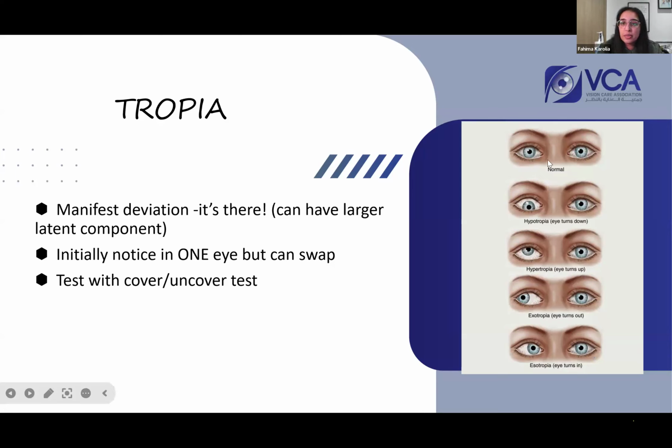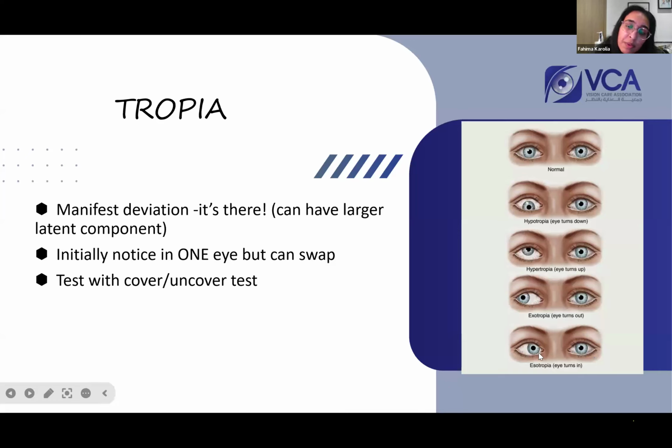So if we go to this diagram over here, I'll just move this out of the way. These are normal eyes, okay? Nice and straight. This is one eye down. That's a hypotropia. One eye up, hypertropia. Exotropia is an eye turning outwards. Esotropia is an eye turning inwards. Now, in all of these images that have the tropia, what do you notice? If you look at this eye, it's always in the middle, okay?